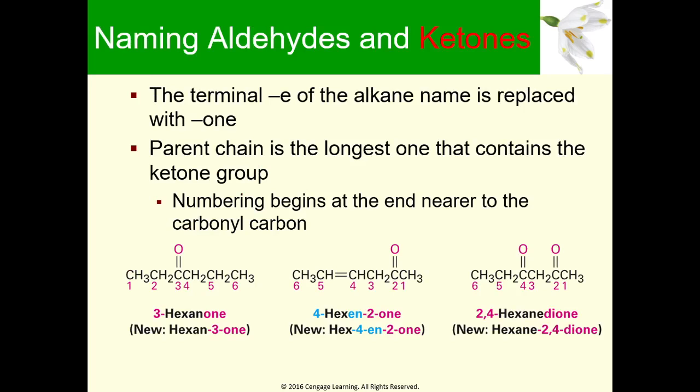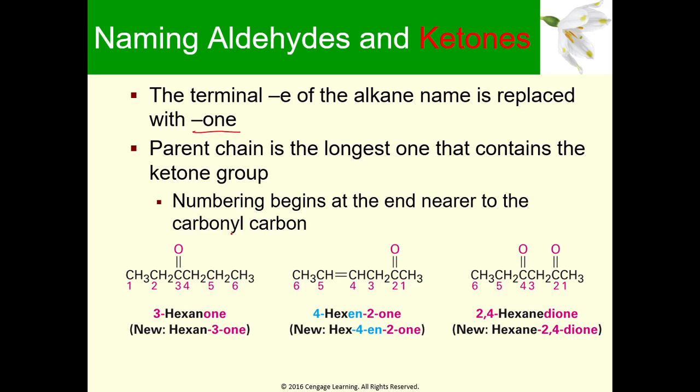For ketones, the terminal E of the alkane is replaced by -one. So what are the namings? Like the namings will be hexane, hexanone. We have pentane, pentanone. So the parent chain is the longest one that contains the ketone group. Okay? The C double bond O should always be included in the parent chain. And the numbering begins at the end nearer to the carbonyl carbon.